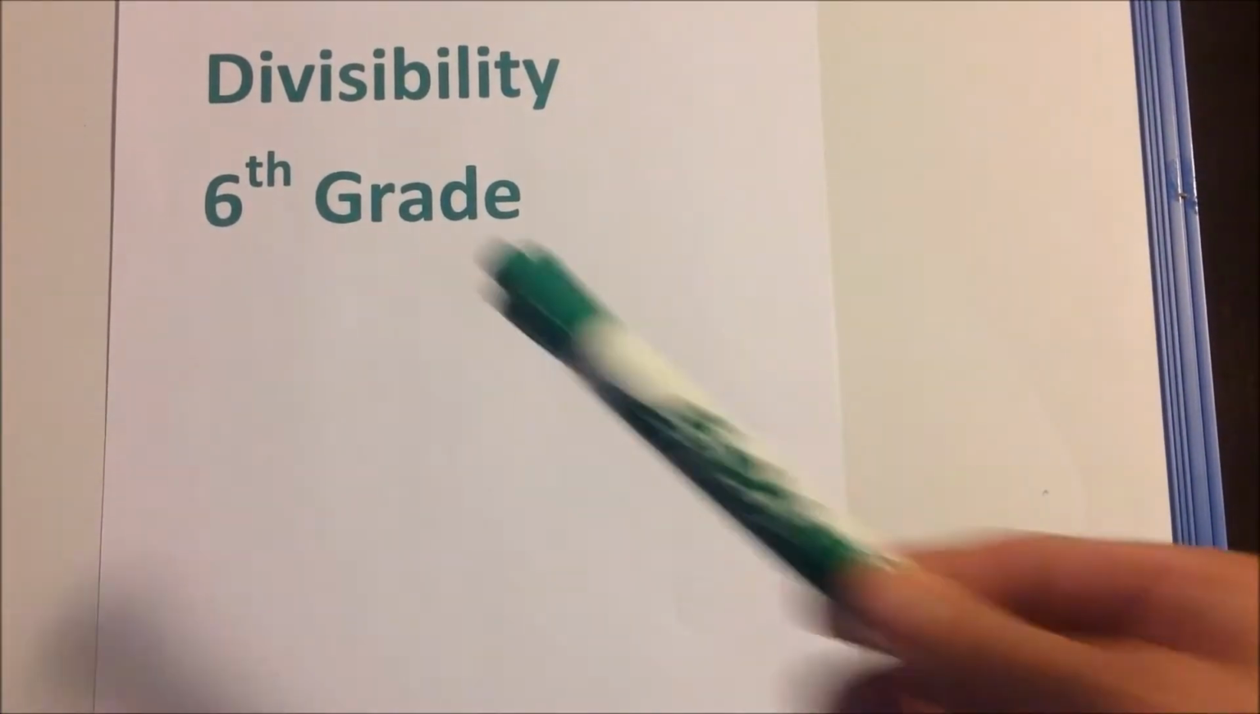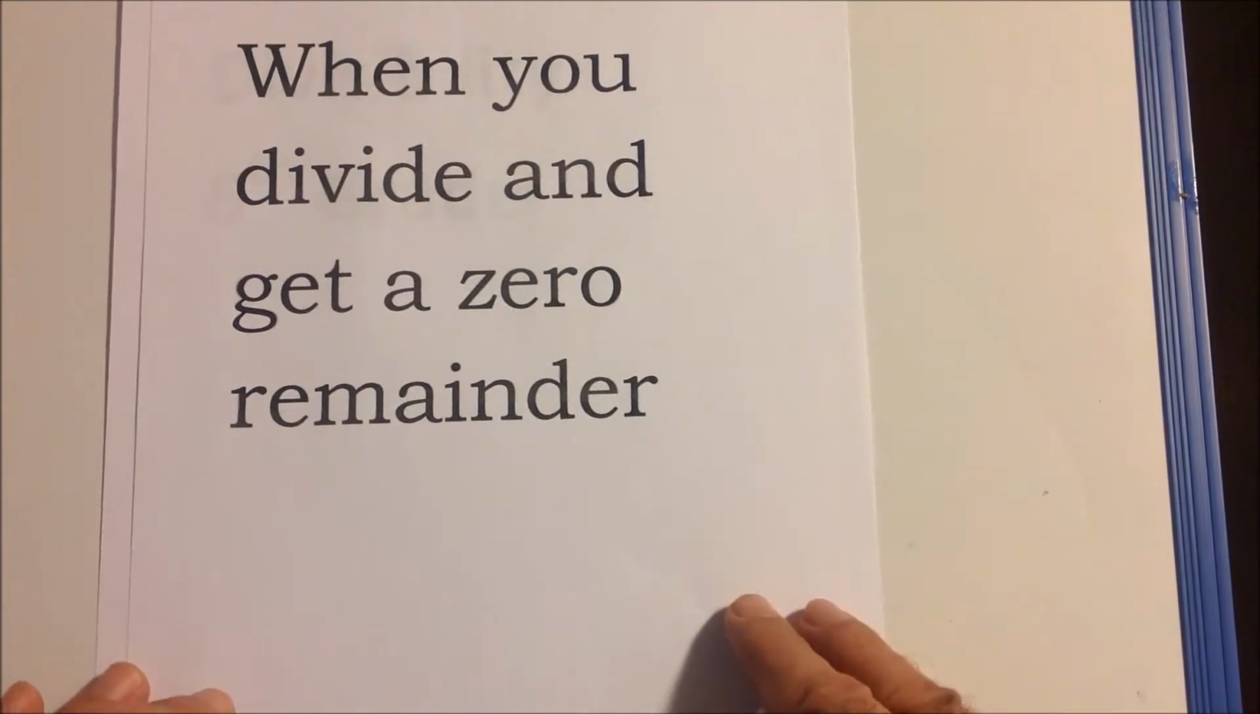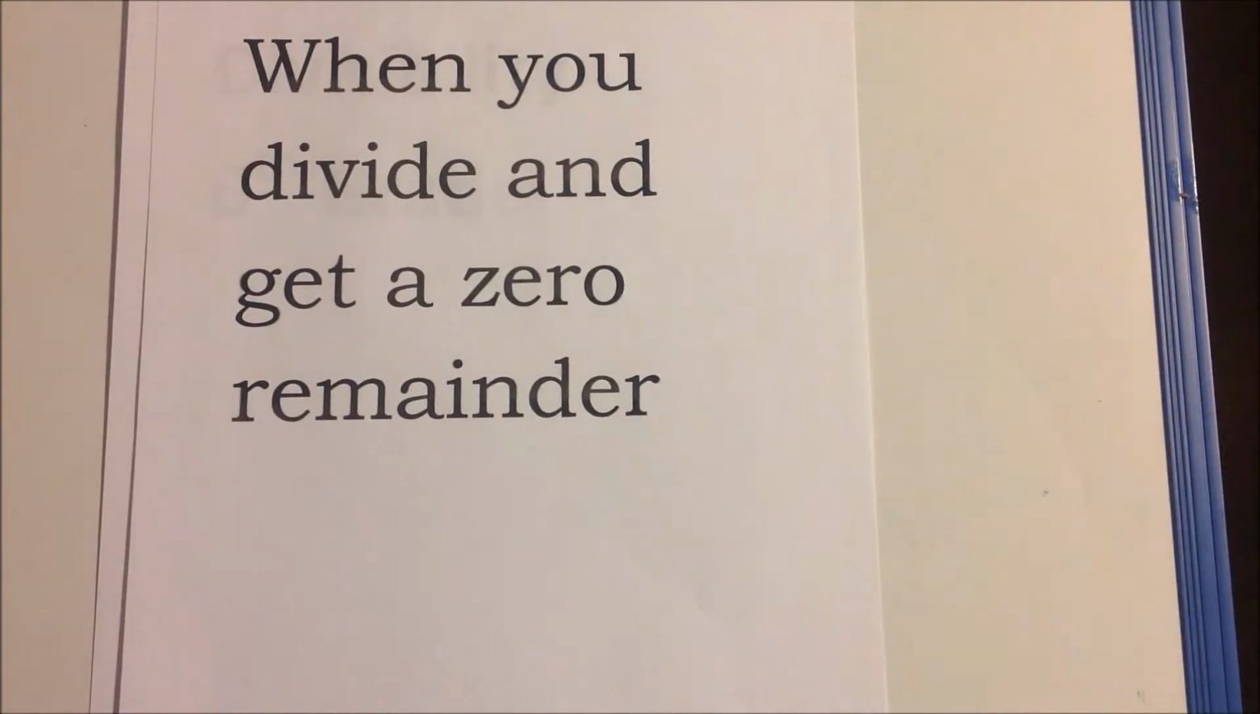Okay, here's our video on divisibility. So what is divisibility? Well, it's when we're dividing, right? When you divide and get a 0 as a remainder, when you have no remainder, then you know that a number is divisible by another number.